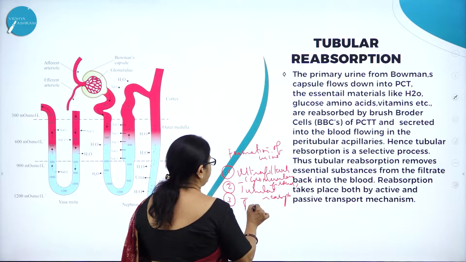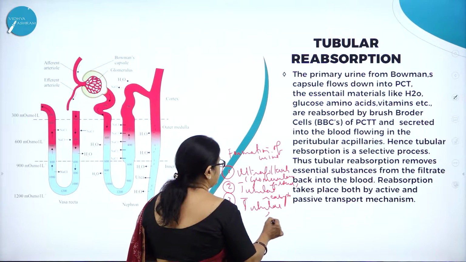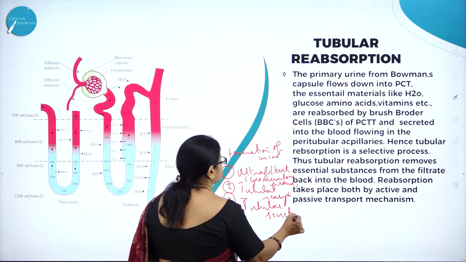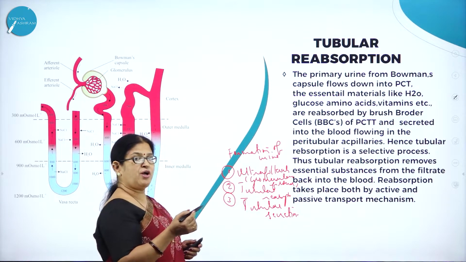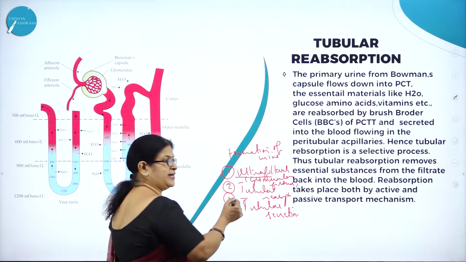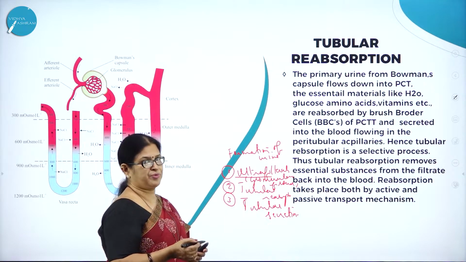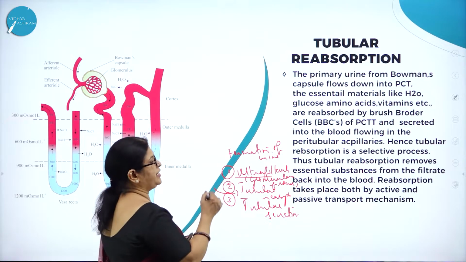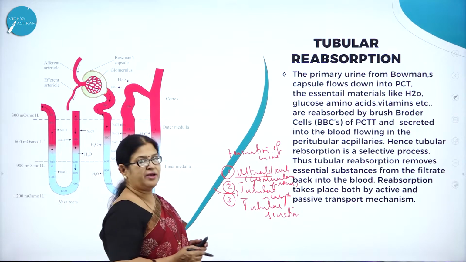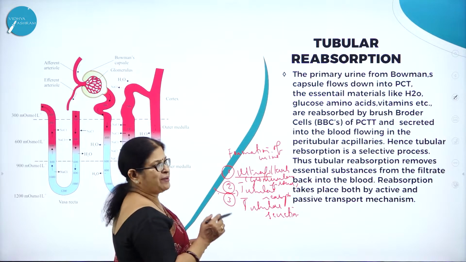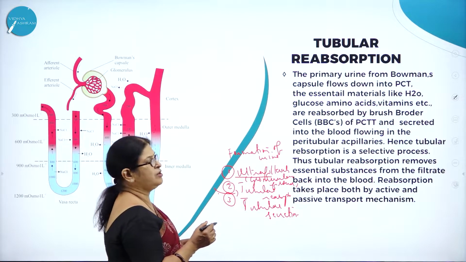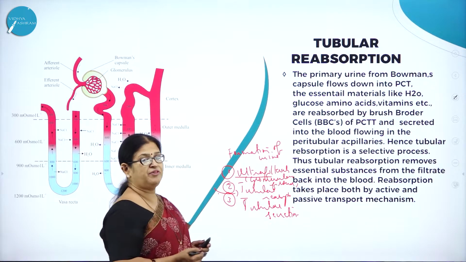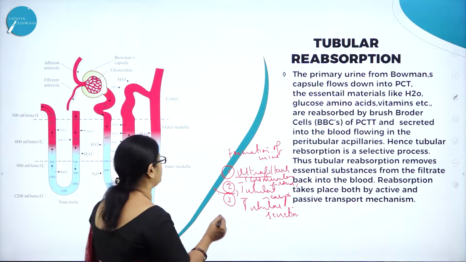Third one is called tubular secretion. As we have studied, ultrafiltration is a non-selective process. But thereon, tubular reabsorption will take place. The primary urine from Bowman's capsule, the very word itself will tell you. Tubular reabsorption means what is the tubular?